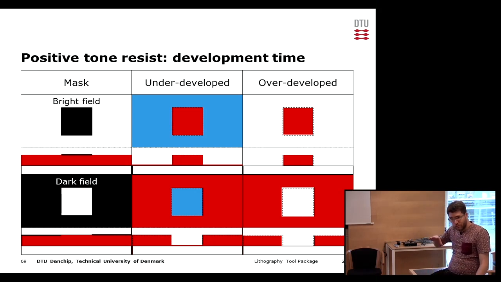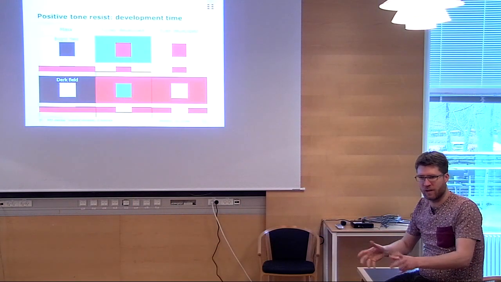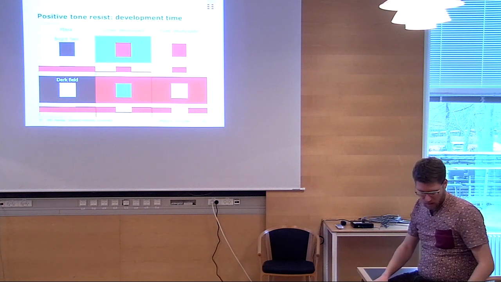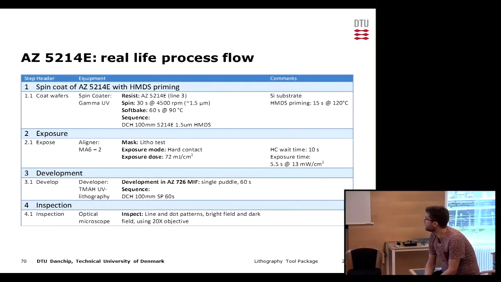So now we've been through, well, this is basically the exaggerated theoretical effect of all of the things that we can vary in the process. So let's have a look now at a real life process. This is a process flow for a positive tone resist. It's the 5214E resist, coated to around 1.5 micron. And then I go to the aligner.